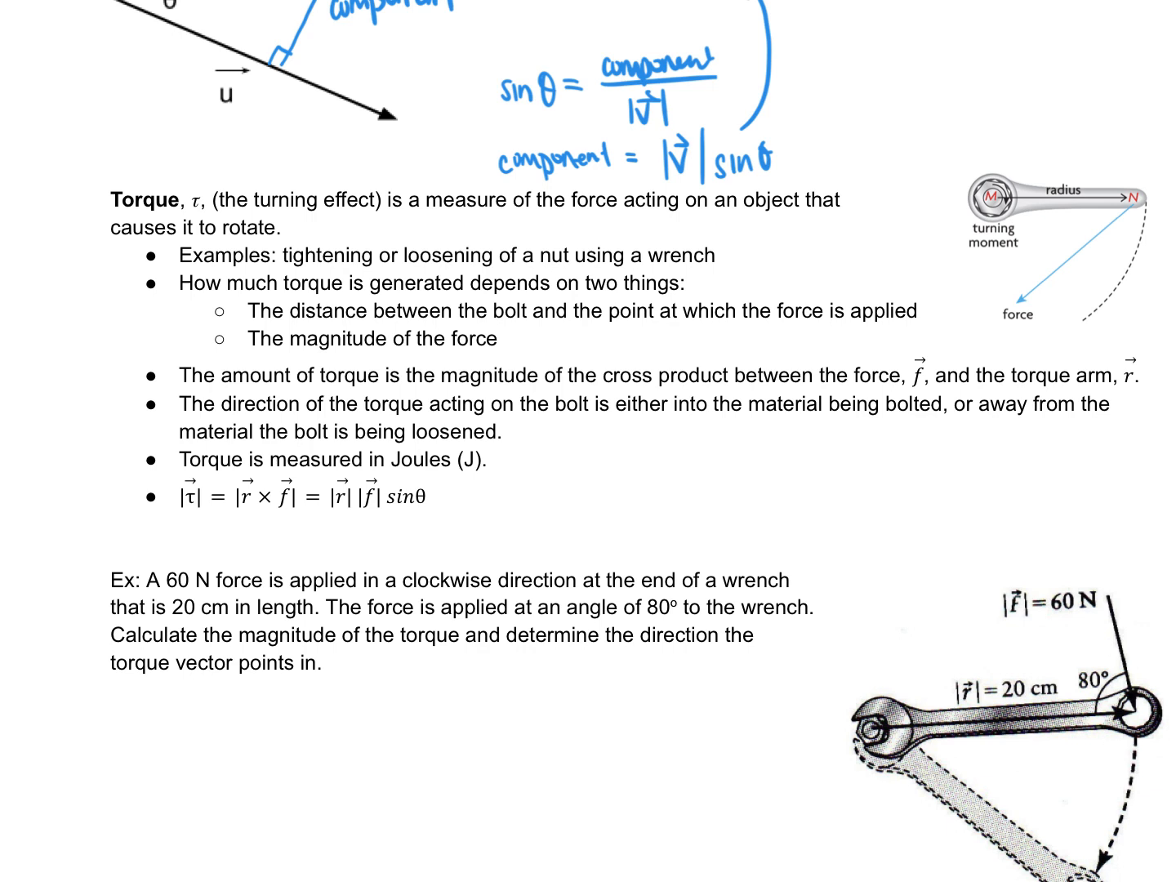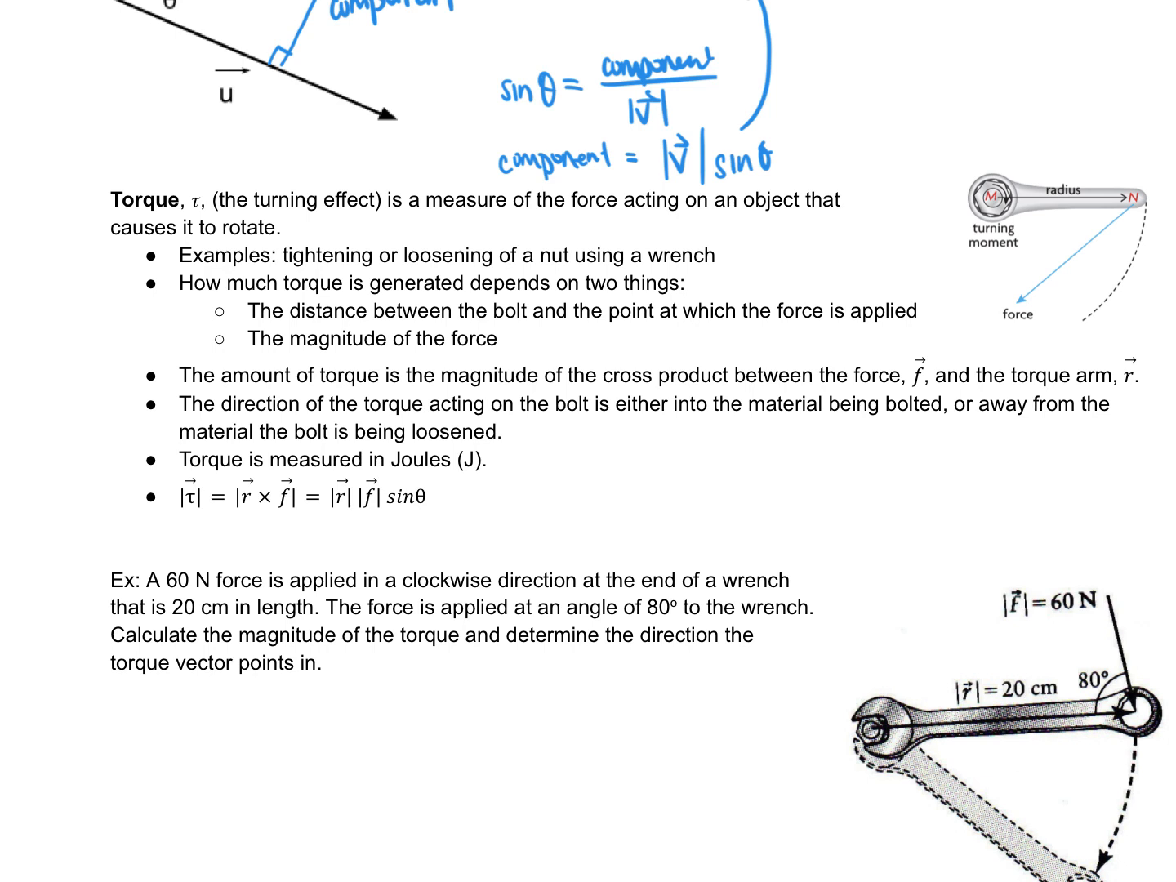Now, the direction of that torque can either be into the material being bolted or away from the material of the bolt that is being loosened. And torque is measured in joules. So torque is just the magnitude of the cross product between the torque arm, so its length, and the force. And based on the definition we just came up with, that's going to require us to multiply the magnitude of the torque arm, so the length of that wrench, the magnitude of the force, and the sine of the contained angle.